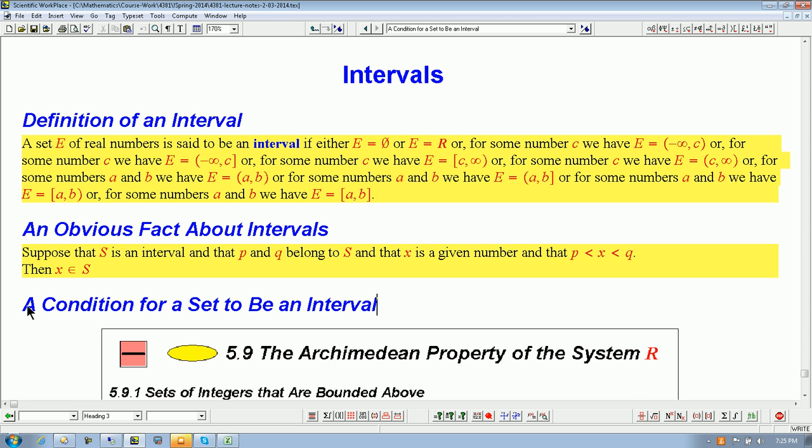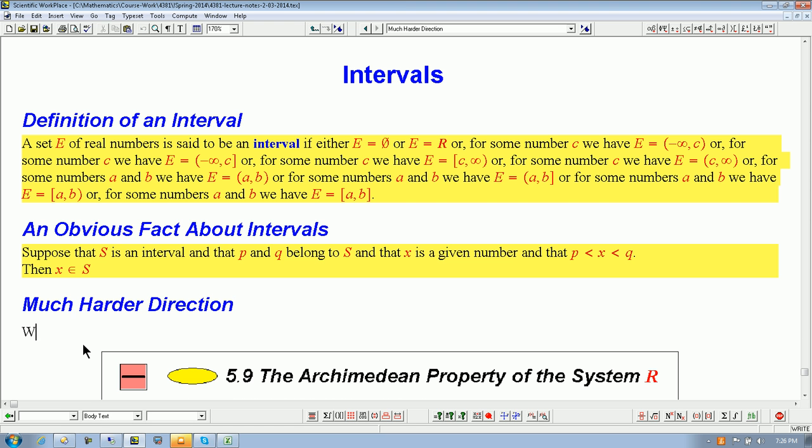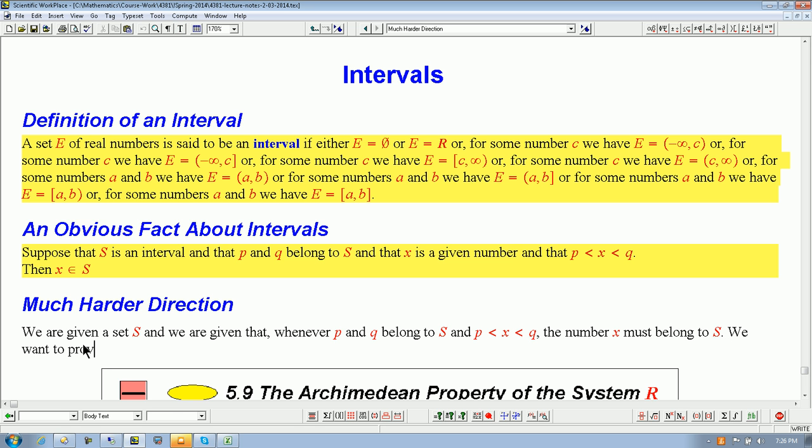In fact, much harder direction. I'm going to say we are given a set S. And we are given that whenever P and Q belong to S and P is less than a number X less than Q, the number X must belong to S, given. We want to prove that S is an interval.